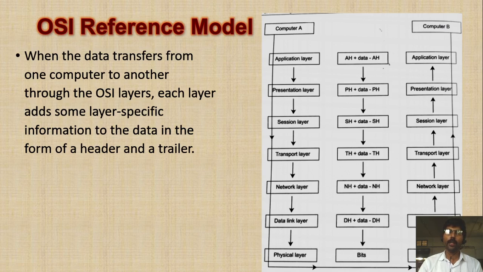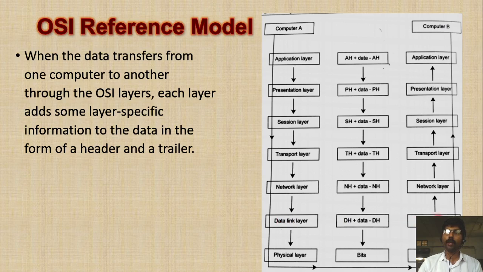In the physical layer, it converts the data into signals and sends it over a medium. At the destination, the physical layer receives the same signals and converts them into data. Then the data is given to the data link layer, where it removes the header and trailer provided by the source data link layer.